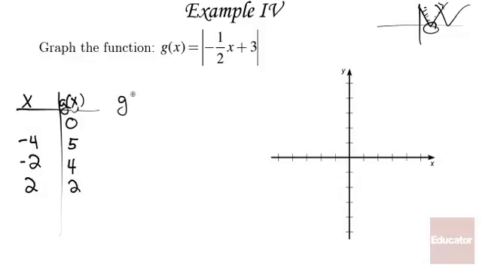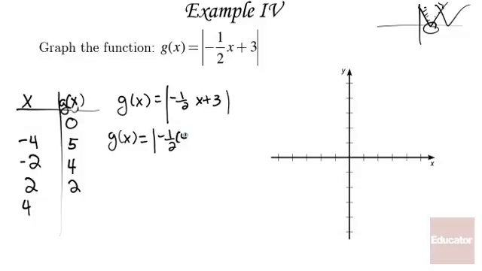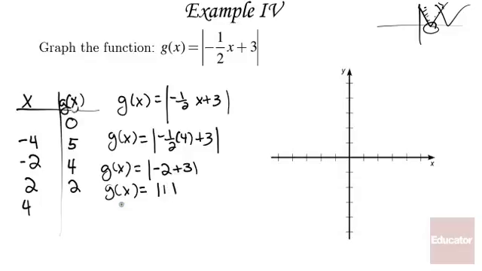And now let's solve out a couple just to show how this is being done. So for my next point, I'm going to go ahead and pick 4. So I'm going to let x equal 4. So it's the absolute value of that expression, which is negative 4 divided by 2 gives me negative 2 plus 3. So when x is 4, g of x is the absolute value of 1, so g of x equals 1.